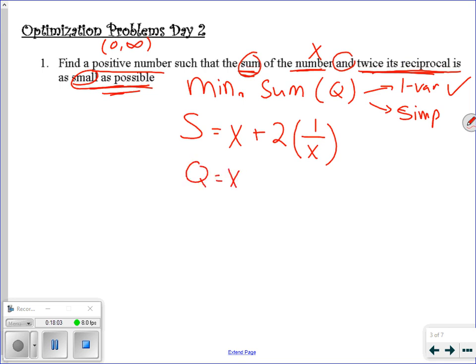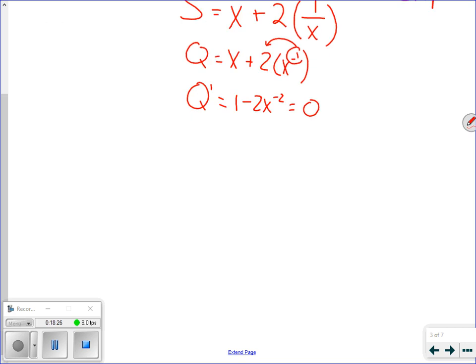How about 2 times x to the negative first power? Wouldn't that make it a little bit easier to take the derivative of? So in this case, q prime equals 1 plus the derivative here, which is going to be minus 2x to the negative second. And I'm going to set this equal to 0 and hopefully solve for a minimum value. We're trying to minimize the sum.